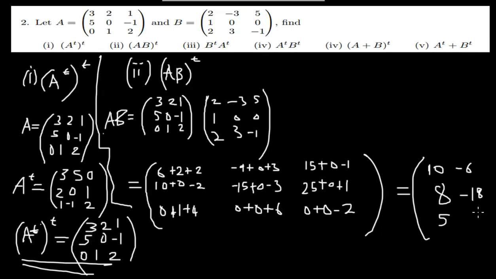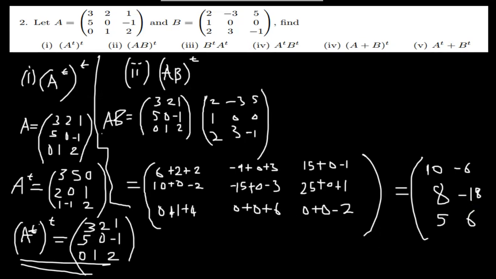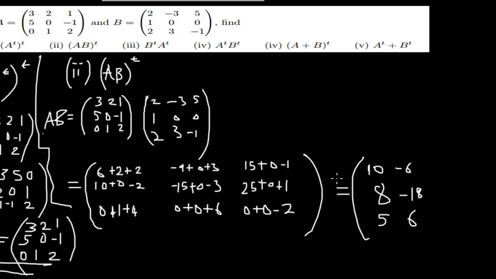0 plus 0 plus 6, you get your positive 6 there. 15 plus 0 minus 1, you get your 14 there. And then 25 plus 1, you get your 26. And then 0 plus 0 minus 2, so 0 plus 0, and then minus 2, you get your negative 2 there. So this is going to be your answer, but remember we are not done with the question.